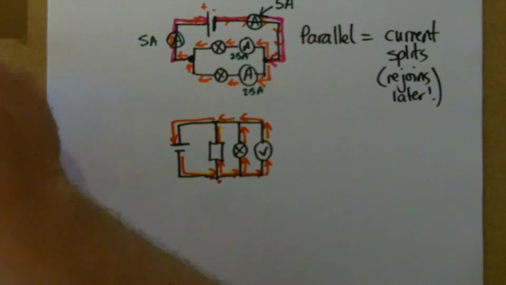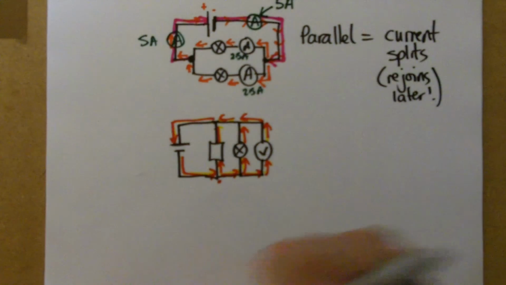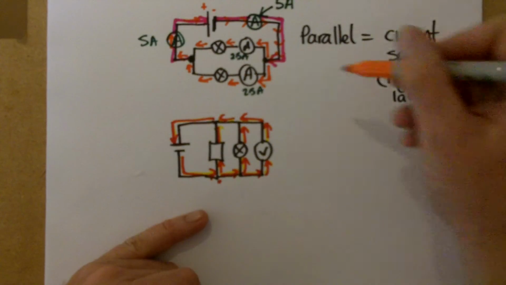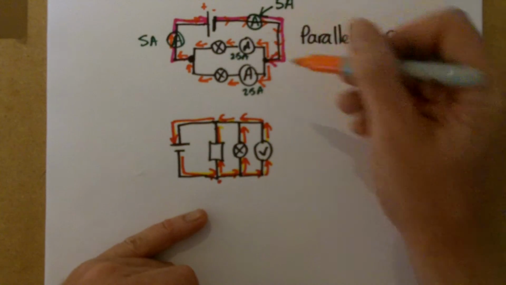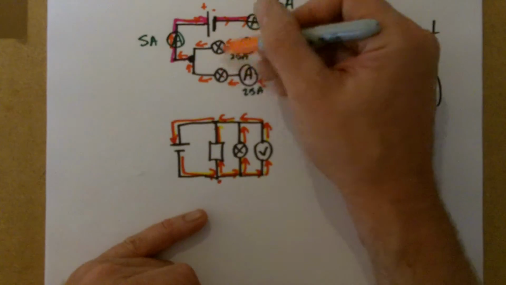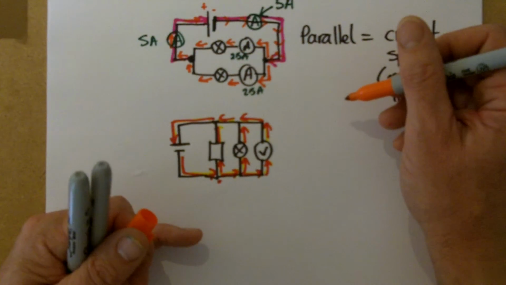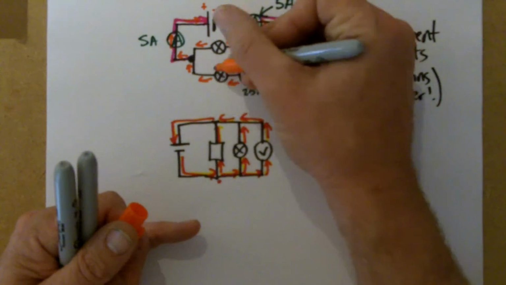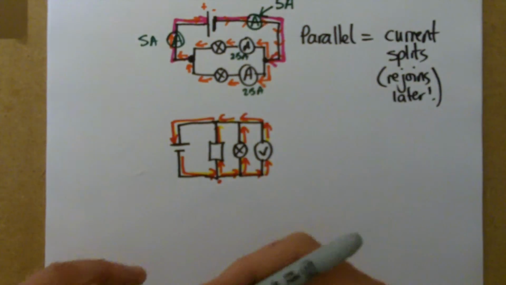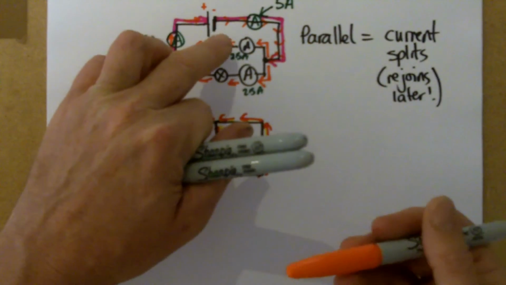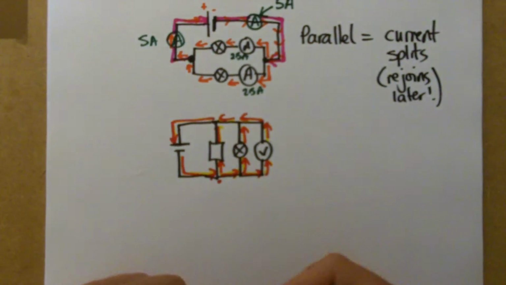So in a parallel circuit, the current splits up and rejoins, and the amount of current flowing down each branch depends on the components. If the components are identical, then you'd have the same current flowing in both. But if one bulb had twice the resistance of the other, twice the resistance would mean half the current through that one and twice as much through the other one. So it's split in a ratio.